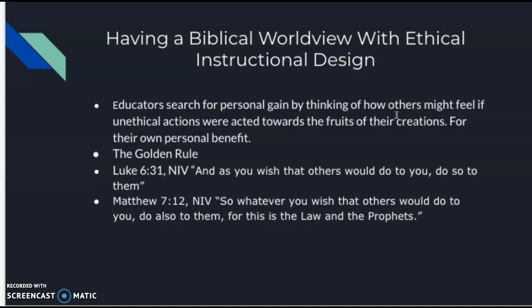Luke chapter 6, verse 31, says, "As you wish that others would do to you, do so to them," which is again the golden rule. It's also mentioned in the Bible in Matthew chapter 7, verse 12: "So whatever you wish that others would do to you, also do to them, for this is the Law and the Prophets." Again, this is something that we are called to do by Jesus Christ. We are called to treat others the way that we would like to be treated, to give credit where credit is due.